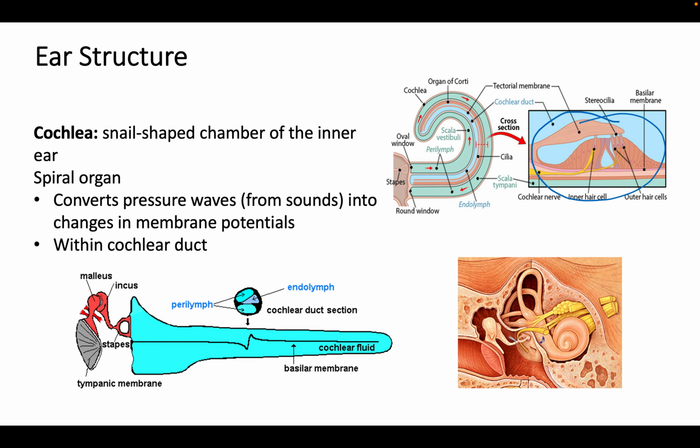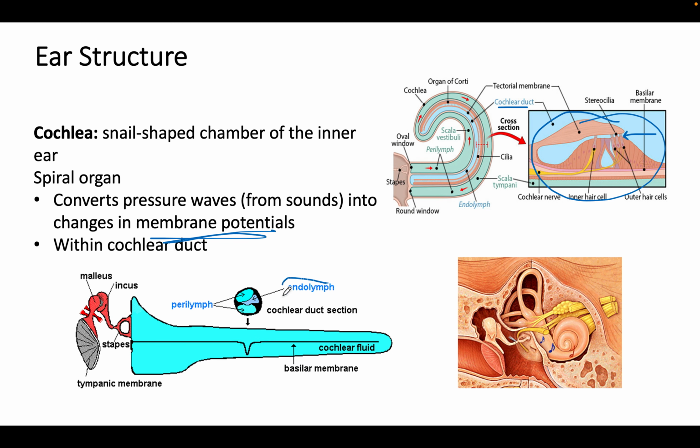What it's doing is converting the pressure waves ultimately coming from the tympanic membrane, from the malleus, the incus, and the stapes, through the fluid. It converts that movement of the bones, movement of the fluid, and movement of these hair cells that we see right here into a nerve impulse, an action potential or a membrane potential. This spiral organ is within our cochlear duct, found within that duct and surrounded by that endolymph fluid that we just talked about.